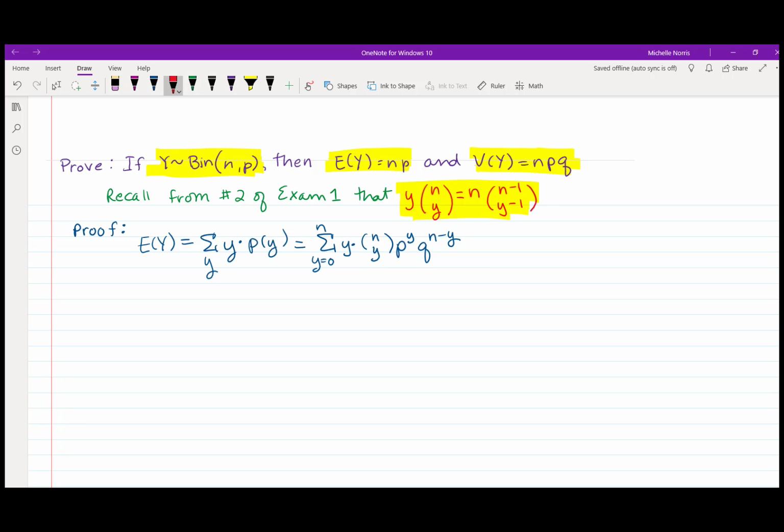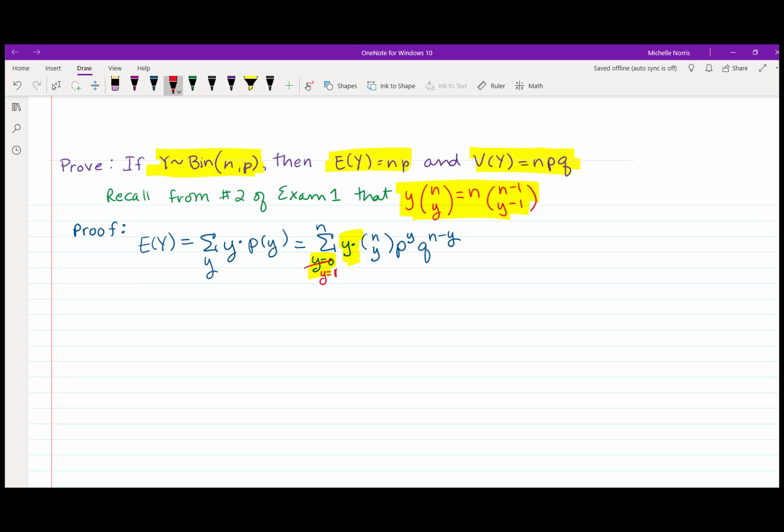Okay, so there's one simplification we can make right now that will help later on. So notice that in this term, I have y times a bunch of other stuff. When y is equal to 0, y times a bunch of other stuff is 0 times a bunch of other stuff. So y equals 0 just generates a term that is 0 in this summation. So I'm actually going to change my lower summation limit to y equals 1 is where I'll start summing.